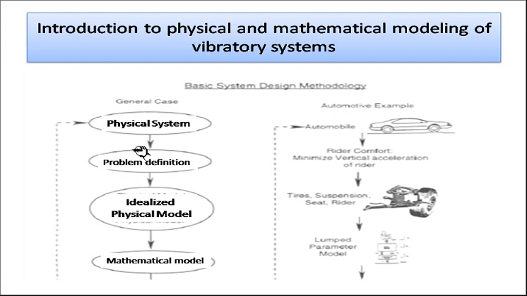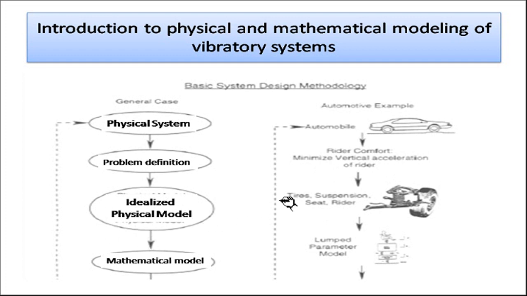So we have to define a problem. What is the problem here? We are expecting that the rider should have comfort, and the vertical acceleration of the rider should be minimized. So this is our objective, or our problem statement. Then what we do is idealize the physical model.